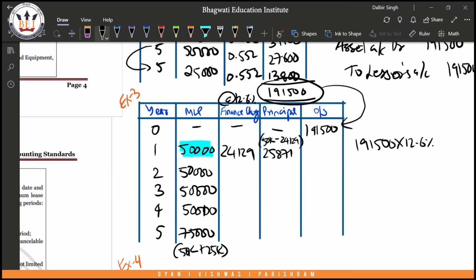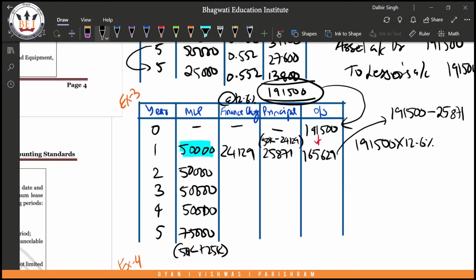Now the first installment, that is 50,000 which you paid in year 1, includes 25,871 of principal portion. Therefore your principal will reduce from 1,91,000 to 1,65,629. Now how did I get this number? It is nothing but 1,91,500 minus the principal portion, which is 25,871. So to that extent my principal reduces.